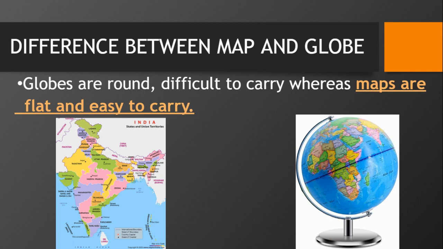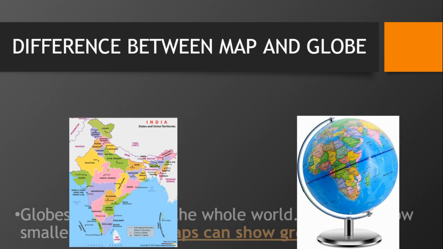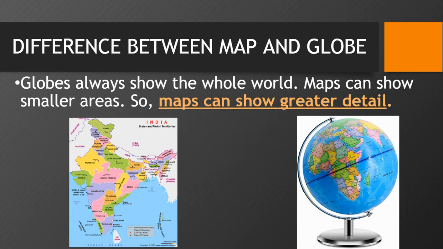You know, children, maps can be printed in books and used on different devices like smartphones. The second difference is a globe always shows the whole world. A map can show the whole world or a part of it, like a country, state, or city. That is why a map can show greater detail.